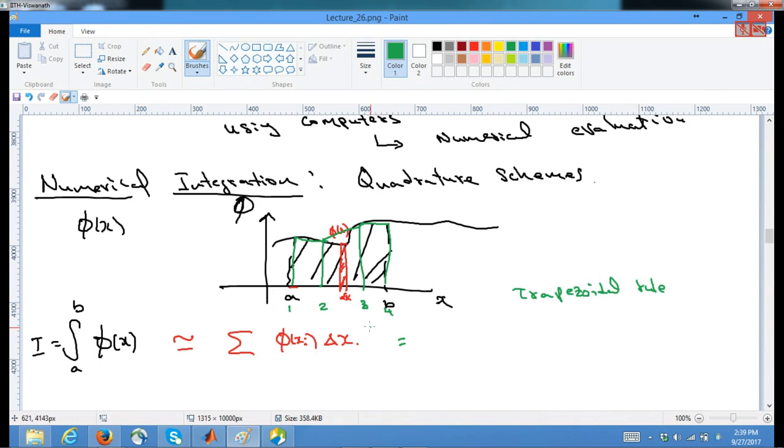Using the trapezoidal rule, what I did was evaluate, let's say, phi x1 plus phi x2 divided by 2 into h by 3. Let's say the total from a to b, h is equal to b minus a, not the height, the width. Since it is equipartitioned into 1, 2, 3, 4, each one is h by 3. So this is the trapezoid whose base is this one and height is phi of x1 and phi of x2.